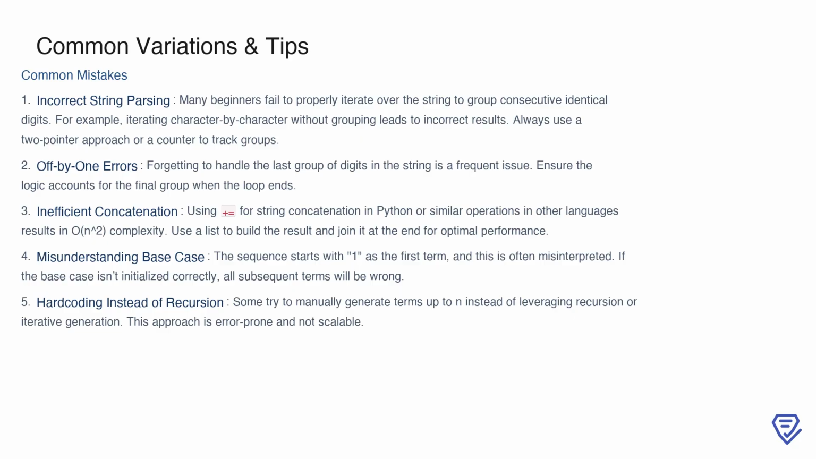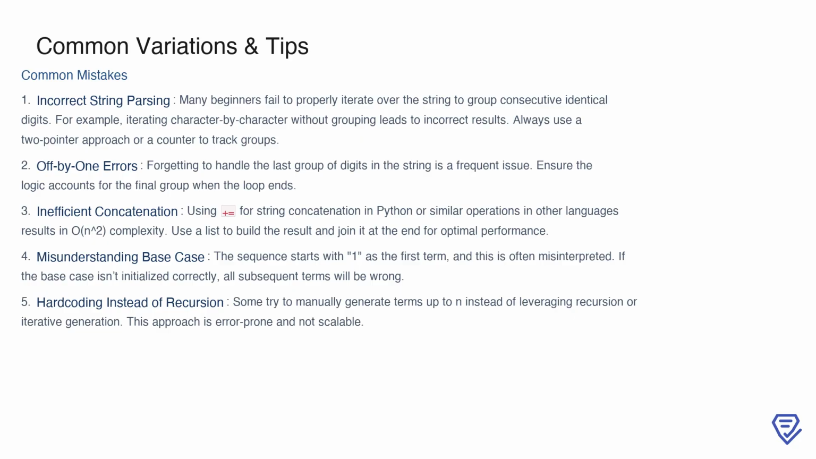When tackling the countAndSay problem, there are several common mistakes to watch out for. One frequent error is incorrect string parsing. Instead of grouping consecutive identical digits, beginners sometimes iterate over the string character by character, which leads to inaccurate results. To avoid this, consider using a two-pointer approach or a counter to track groups of digits effectively. Another mistake is off-by-one errors, especially when handling the last group of digits in the string. Always ensure your logic includes the final group when the loop ends.